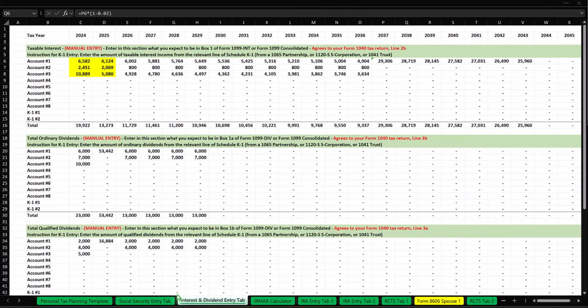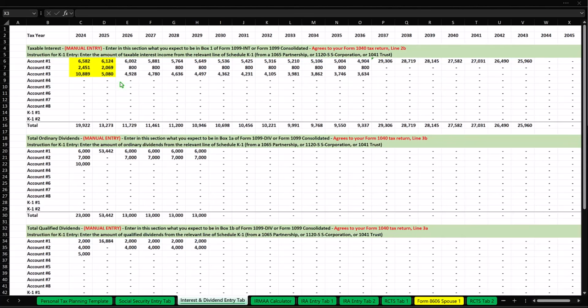So hopping back over here to the personal tax planning template, here is the interest and dividend entry tab. For each account that you have which generates taxable interest, you will enter the actual amounts received for 2025, and then you will project what your expectation of interest income received will be going out through life expectancy.